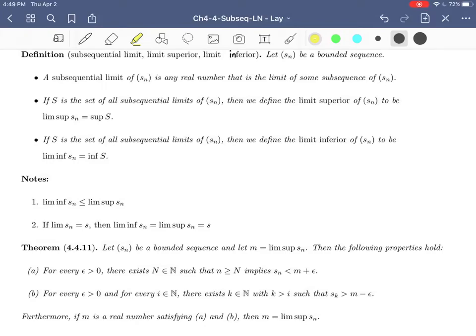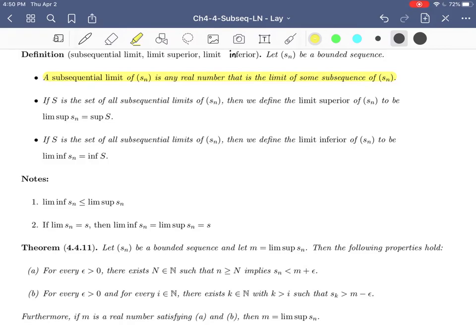In this video, we're going to take a look at subsequential limits, limit superior, and limit inferior. So let's let S sub n be a bounded sequence. A subsequential limit of S sub n is any real number that is the limit of some subsequence of S sub n. So if you have some subsequence of it, then whatever limit that sequence might have would be a subsequential limit.